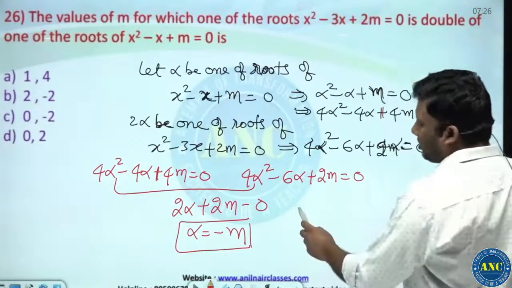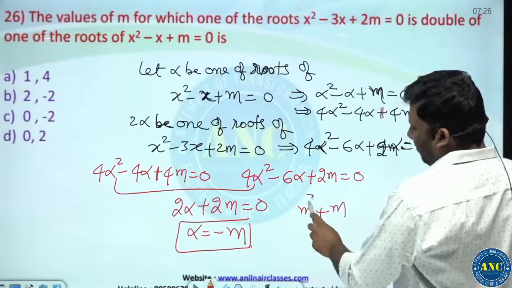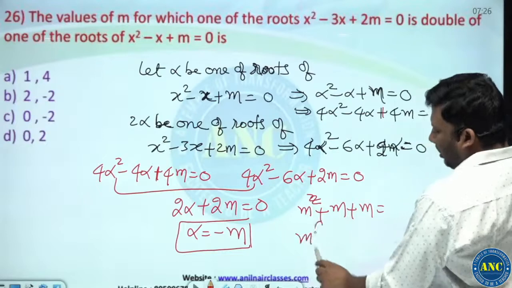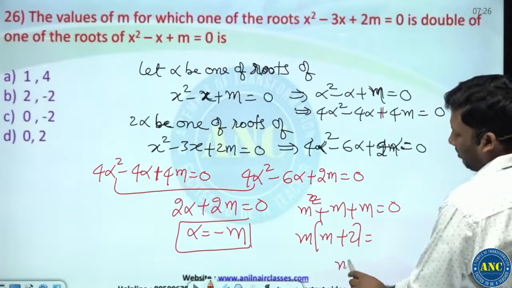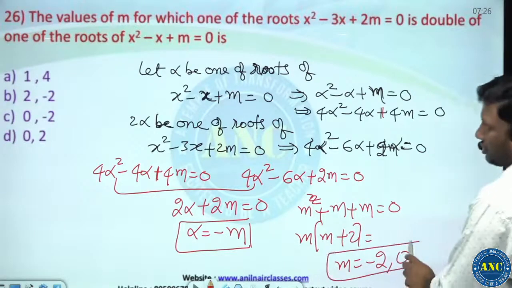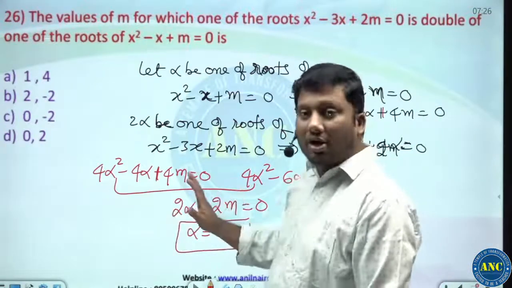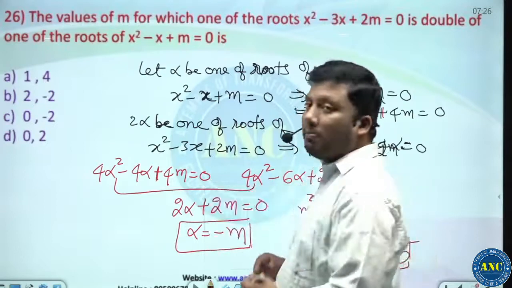Alpha is minus m. So m square plus m equivalent to 0. So m plus 2 is equivalent to 0. M is minus 2. Minus 2 and 0. Where is the answer option? Minus 2 and 0. Please do not use this approach. If it comes in your examination, you can do a better approach.